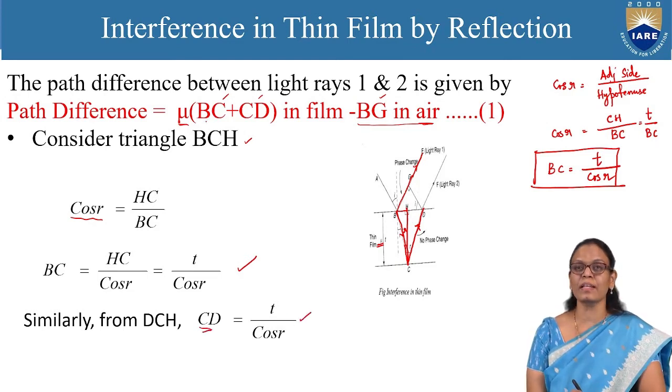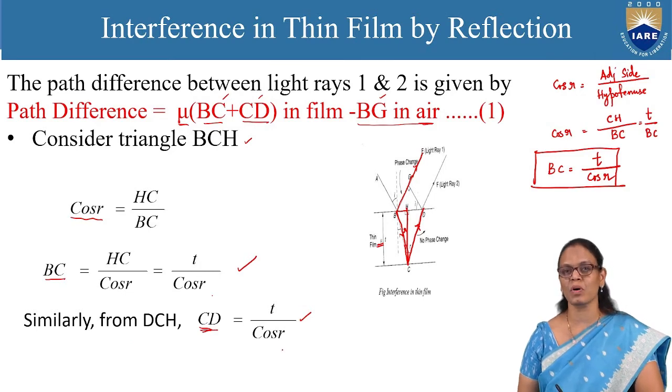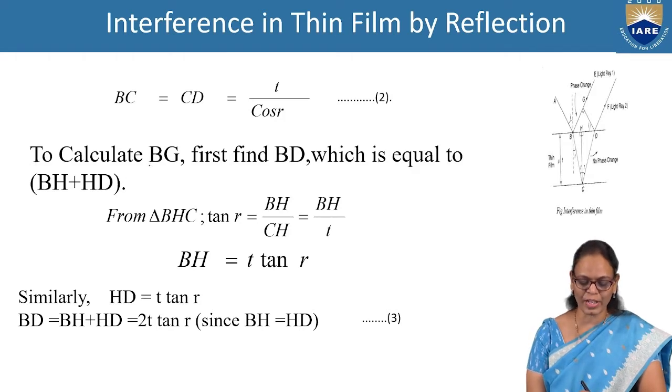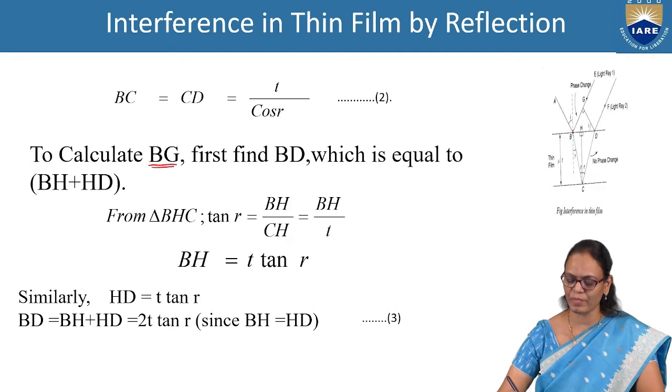So BC is equal to T upon cos R, and CD is equal to T upon cos R. Now what is BC plus CD? BC is equal to CD is equal to T upon cos R. Now the next thing we have to calculate is BG. We have to calculate this value of BG.